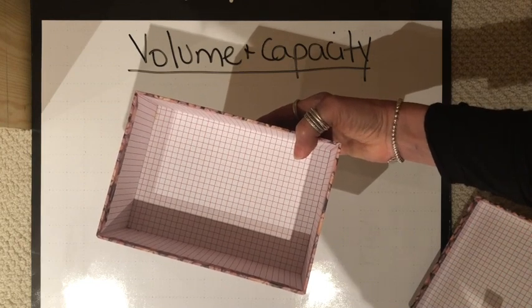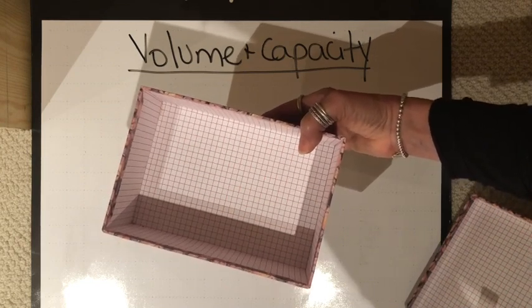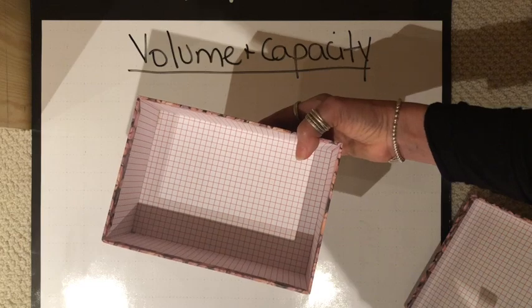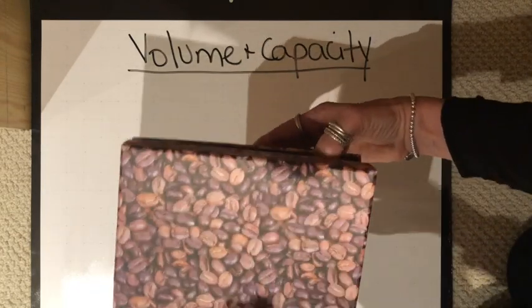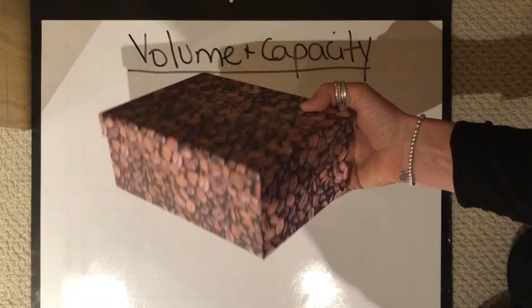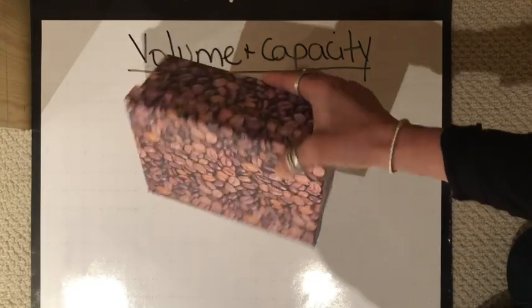So they are kind of the same thing, but we don't use them interchangeably. If we're talking about liquids, we would use milliliters and liters. If we're talking about the box in general and how much space it takes up, we would use centimeters cubed and meters cubed.